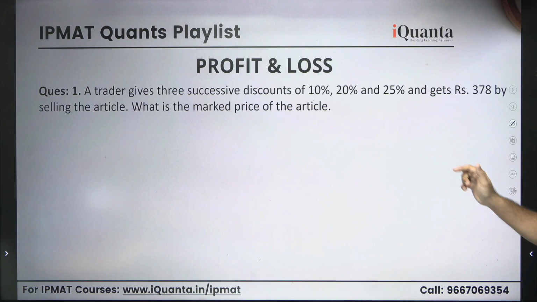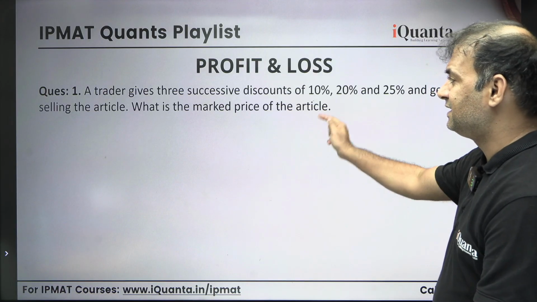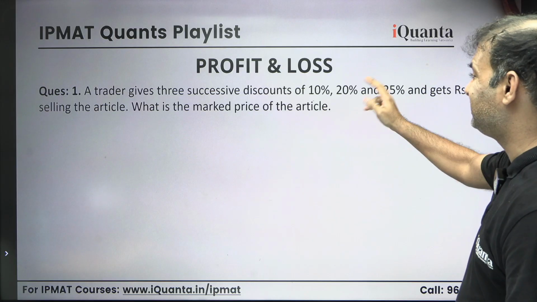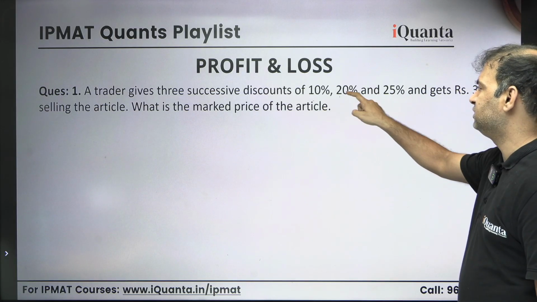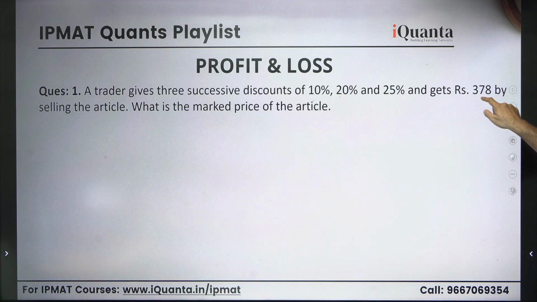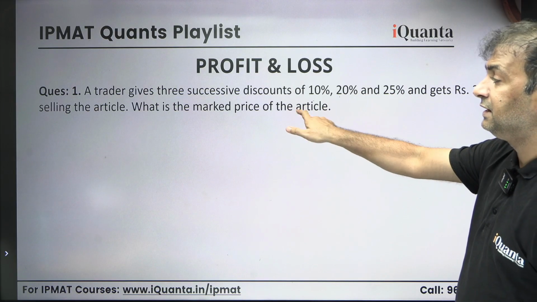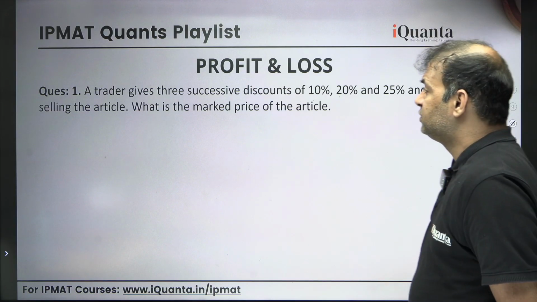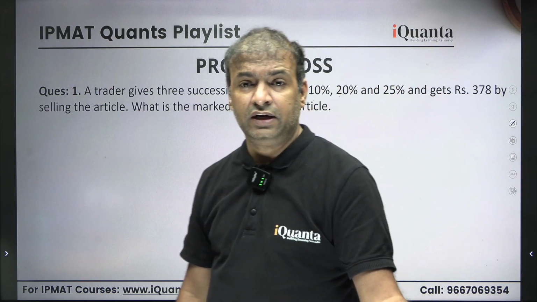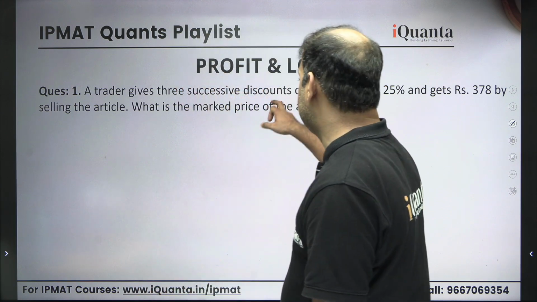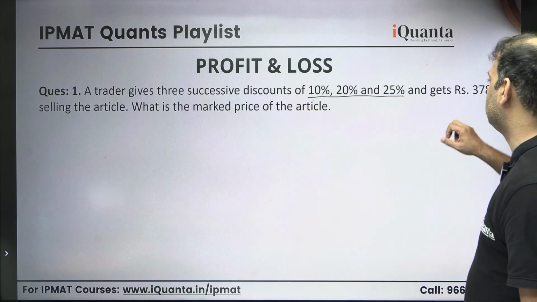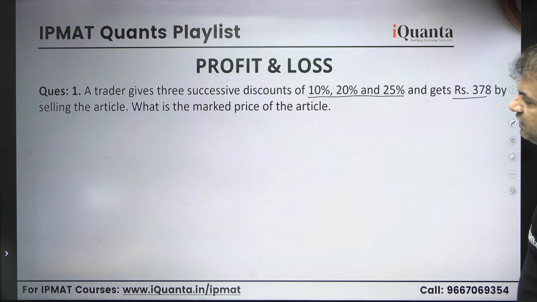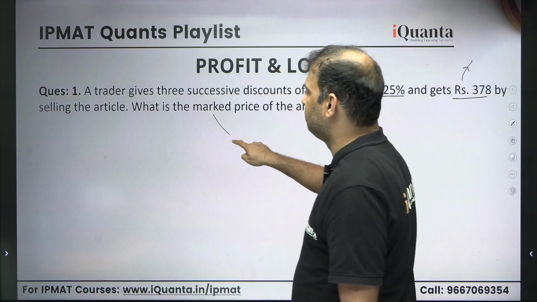So the first question in front of us is this. It says that a trader gives three successive discounts of 10, 20 and 25% and gets rupees 378 by selling the article. Now find out the mark price of the article. So in this case I have taken three discounts in a series: 10, 20 and 25, and finally he gets 378 by selling. That means this is the selling price and we have to get the marked price.